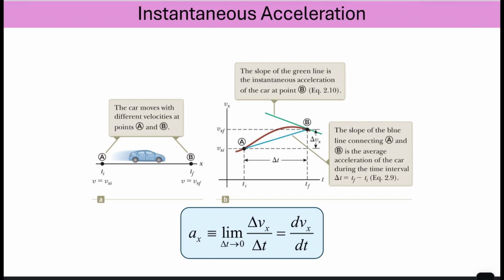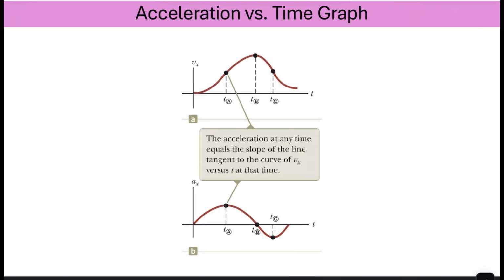So this is what I mean, and the formula for the instantaneous acceleration is the limit of delta Vx over delta t, with respect to delta t, whenever the delta t is very small or approaching 0, or in simple terms, it is defined as dv over dt. Now we move to the acceleration versus time graph. So how do we interpret and convert from a v versus t graph to an a versus t graph?